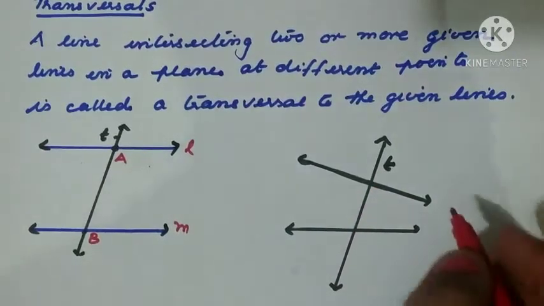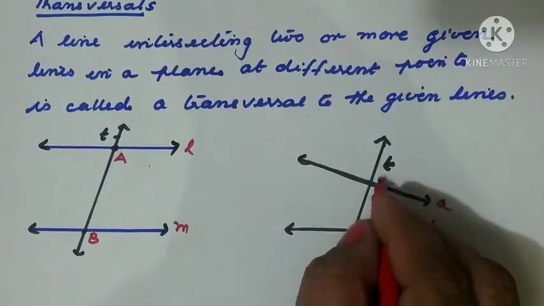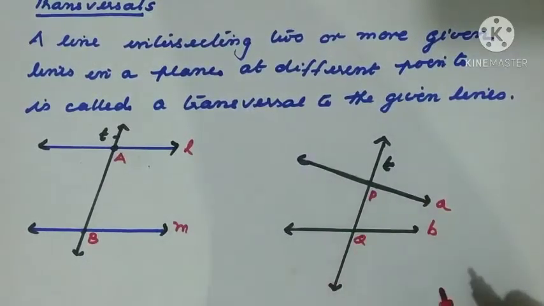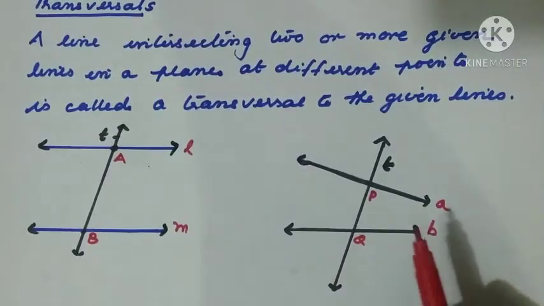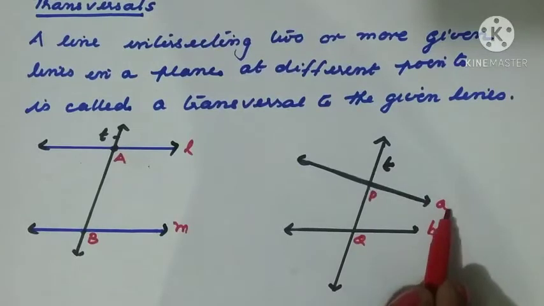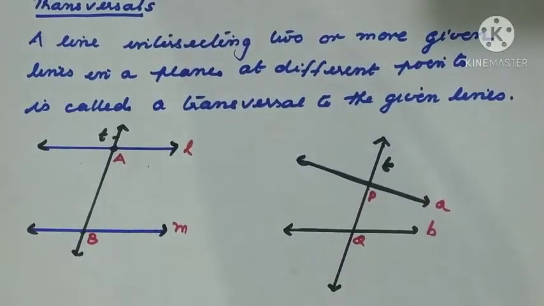Why? Because when I take A and B as the two lines here, T is intersecting A at P and B at Q, right? So here the points P and Q are where the two lines A and B are intersected by T. So T is called a transversal. That means T is intersecting A and B at two different points. So T is a transversal here also.